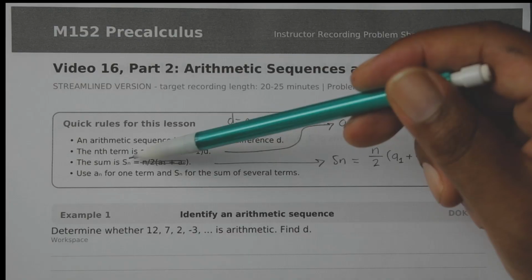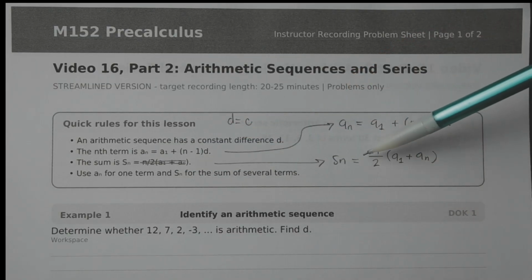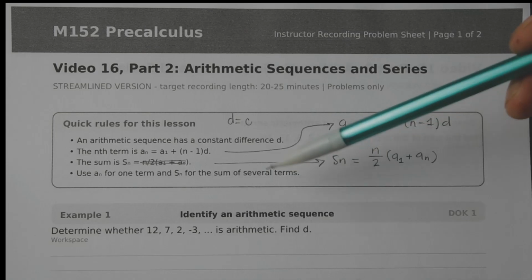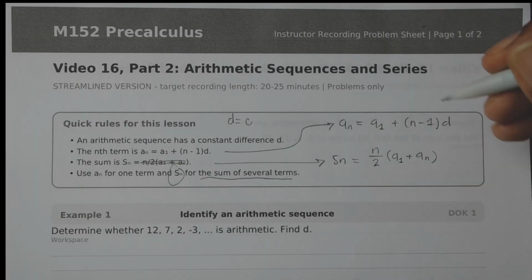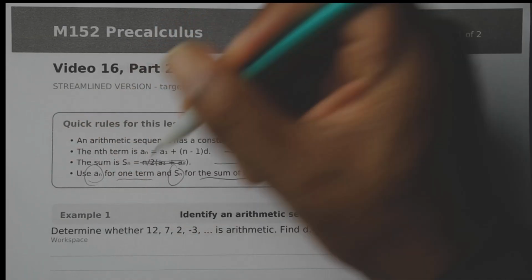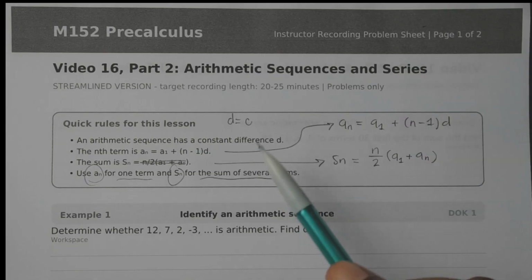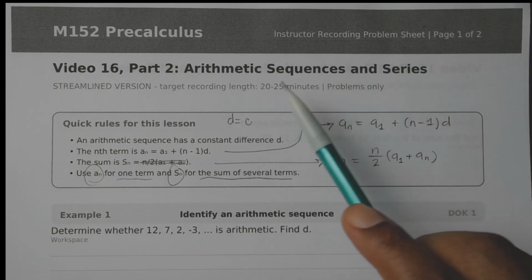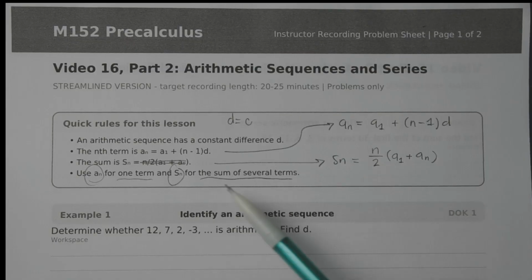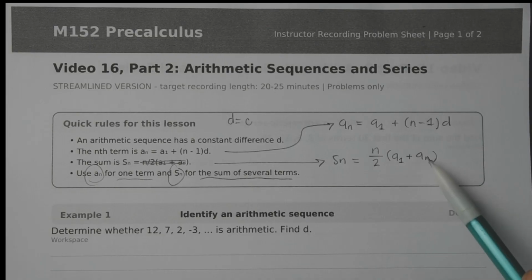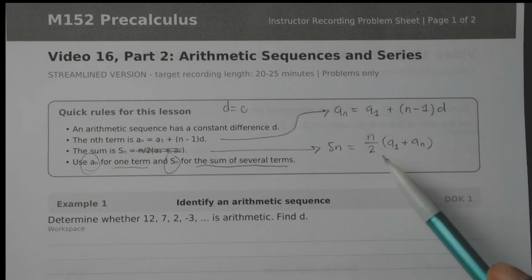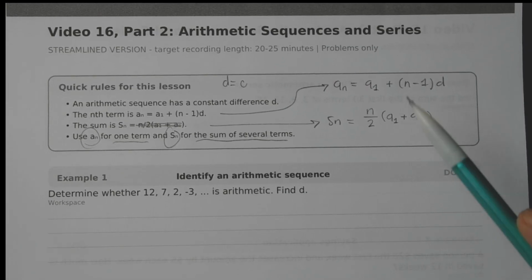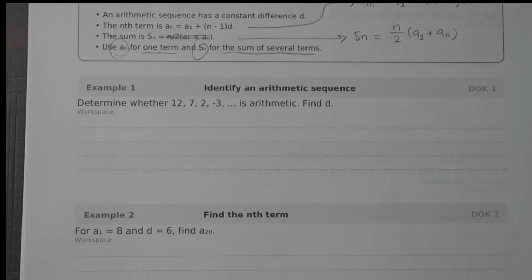The sum is S sub n. So when we're looking for several terms, this is what we use. This is the equivalent of looking for one term. So in any arithmetic series or sequence, if it's a series, we need to use this. If it's a sequence, then we need to use this. This is looking for the summation of several terms. This is looking for one term. All right, let's go ahead and begin.